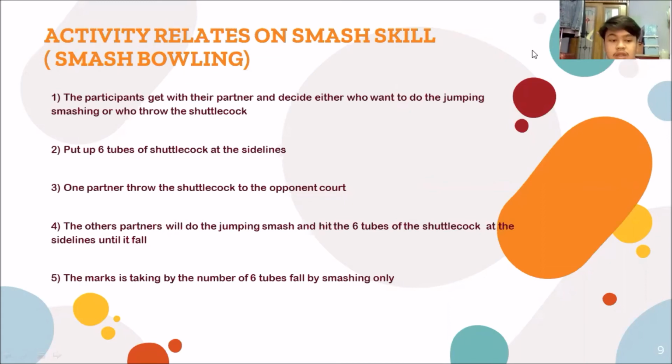The second step is to put up the 6 tubes of the shuttlecock at the sidelines. The third step is one partner throws the shuttlecock to the opponent's court. The fourth step is the partner will do the jumping smash and hit the 6 tubes that we had arranged at the sideline until they fall. The fifth step is the marks are taken by the number of the 6 tubes that fall by smashing only.